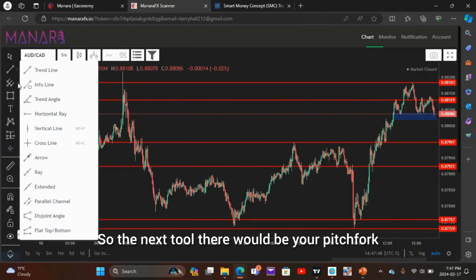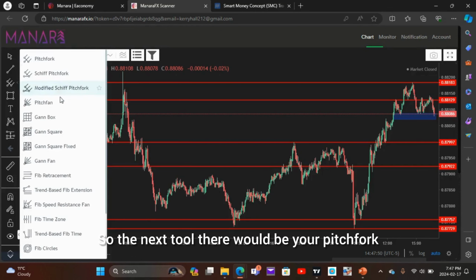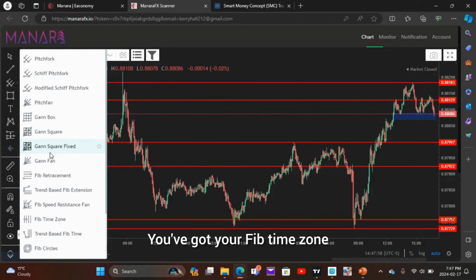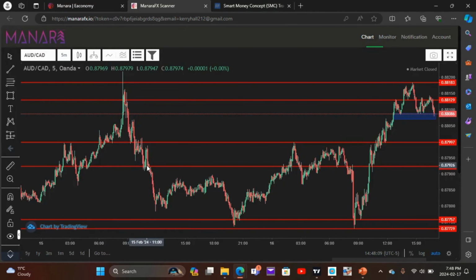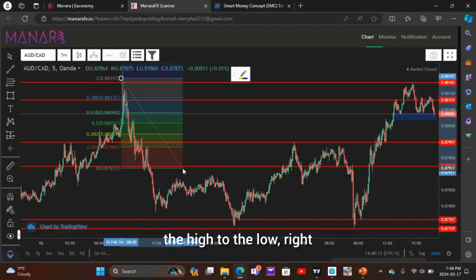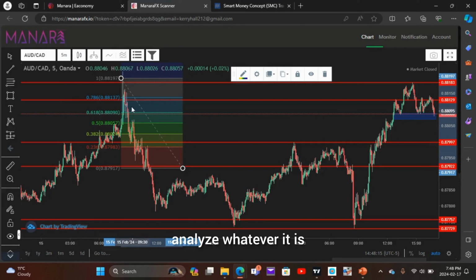So the next tool there would be your pitchfork. So you've got the different things, especially like your fib retracement. This is where you gain access to it. You've got your fib time zone, your Gann square, your Gann box. All of these tools are tools that you can take and you can mark them on your chart. When it comes on to your fib retracement, you can take it from the high to the low, right? Just to analyze whatever it is that you're analyzing on the market.